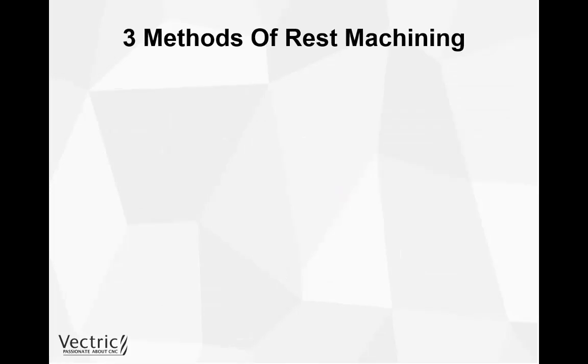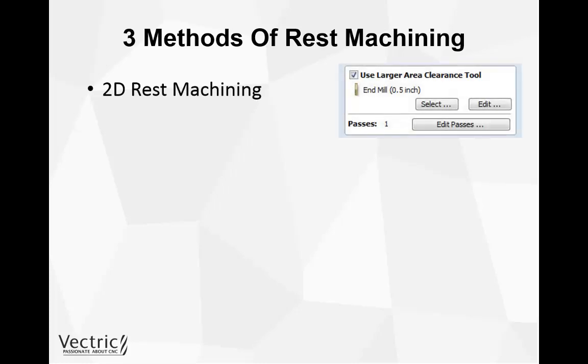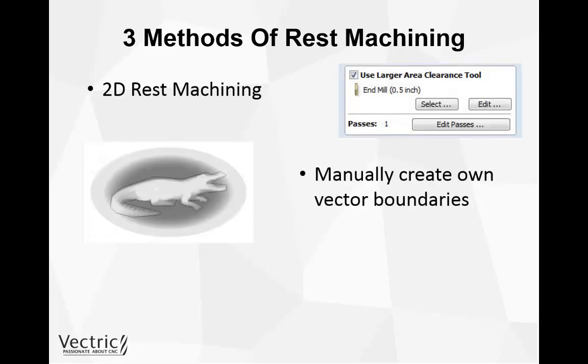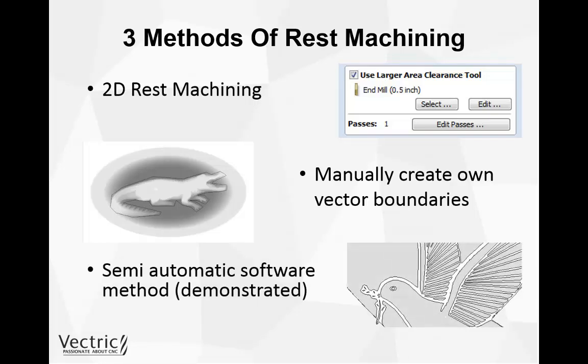There are three methods of REST machining, the first of which is 2D REST machining. The second is the manual approach to REST machining, where we manually create our own vector boundaries. And the third method is a semi-automatic method, which I'm going to demonstrate to you today. So let's quickly break down each of these methods.